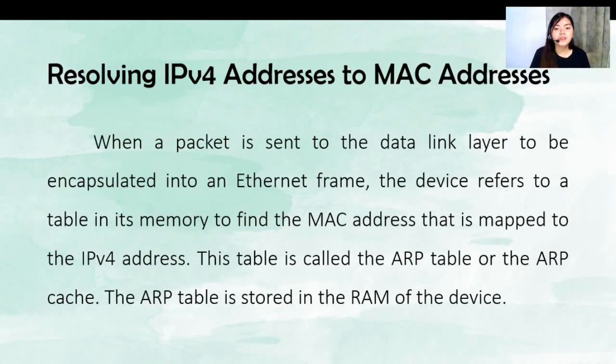Resolving IPv4 addresses to MAC addresses. When a packet is sent to the data link layer to be encapsulated into an Ethernet frame, the device refers to a table in its memory to find the MAC address that is mapped to the IPv4 address. This table is called the ARP table or the ARP cache. The ARP table is stored in the RAM of the device.